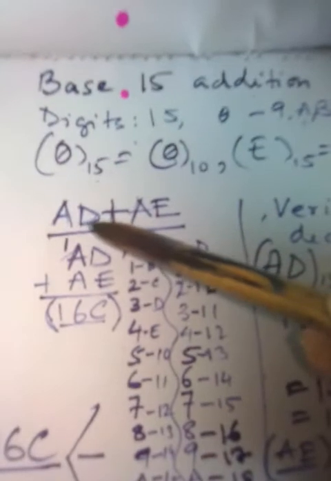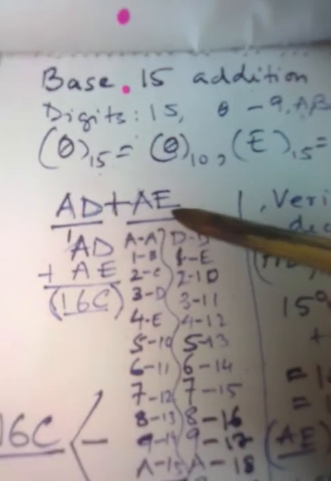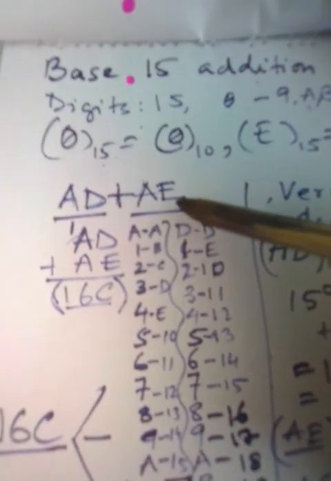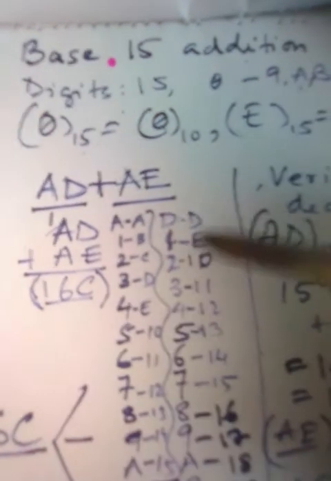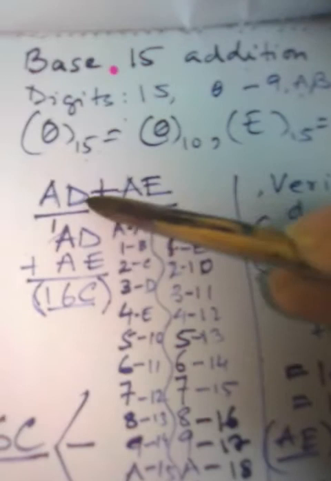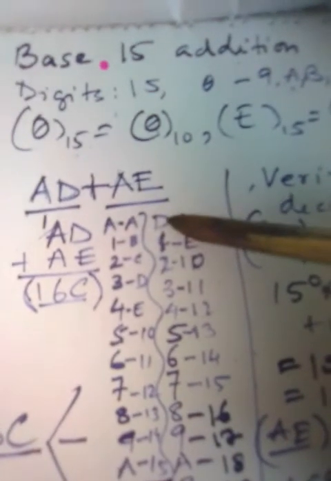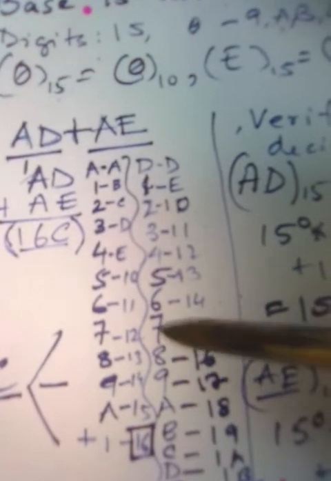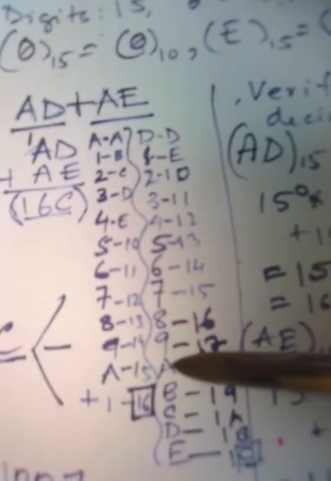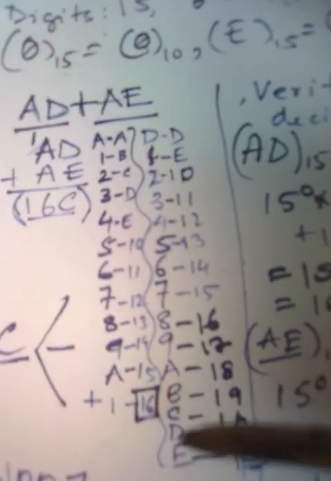Let us see an addition. We have AD plus AE. That's AD plus AE, and this comes out to be 16C. How is that? Let's see. First of all, D plus E. So D, and then 1, 2, 3, 4, 5, 6, 7, 8, 9, A, B, C, D, E.